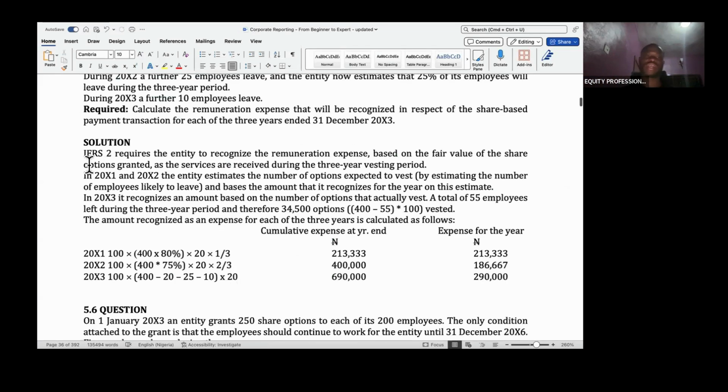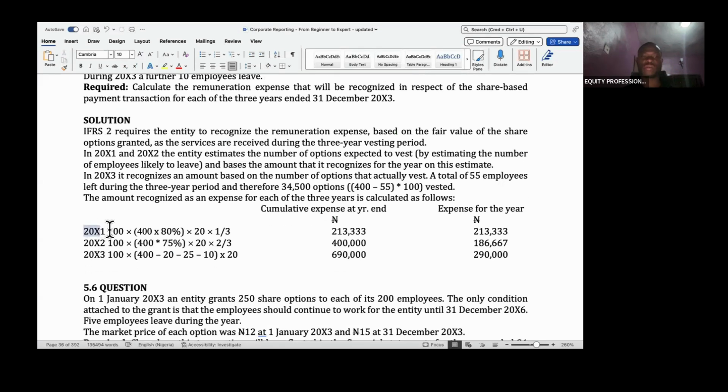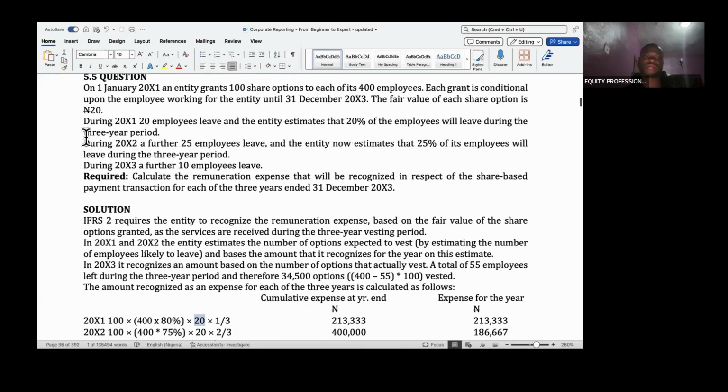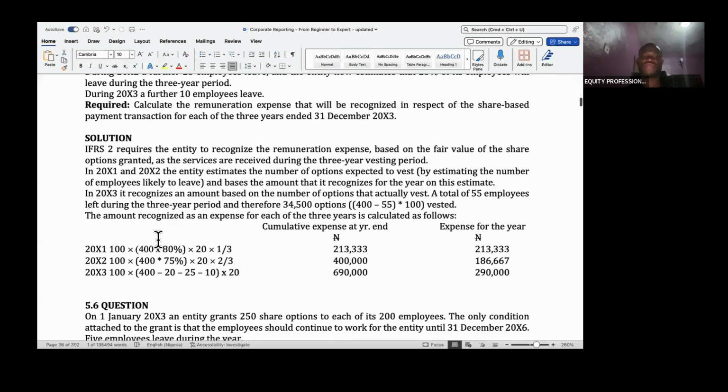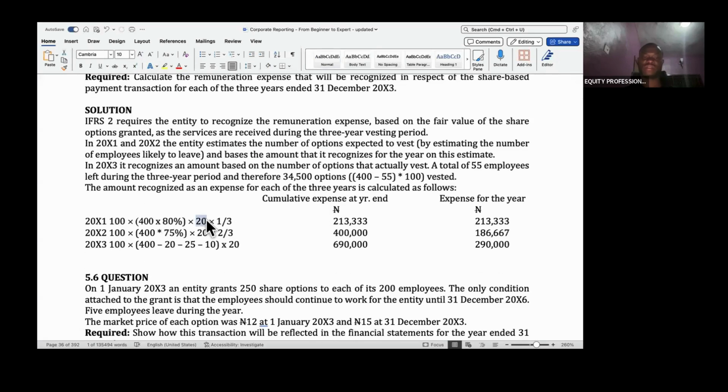And if you look at the solution, I did some explanation for you here. If you look at 2001, we are giving them 100 options. We have 400 employees and 80% will not leave. So that gives me 320. Then you measure it at the fair value of the option at the grant date, which is this 20 naira.